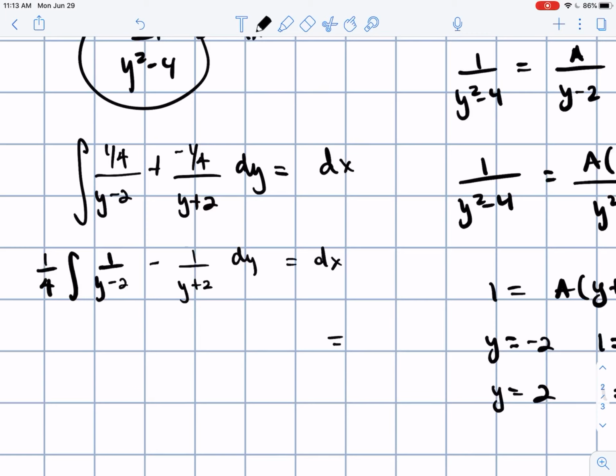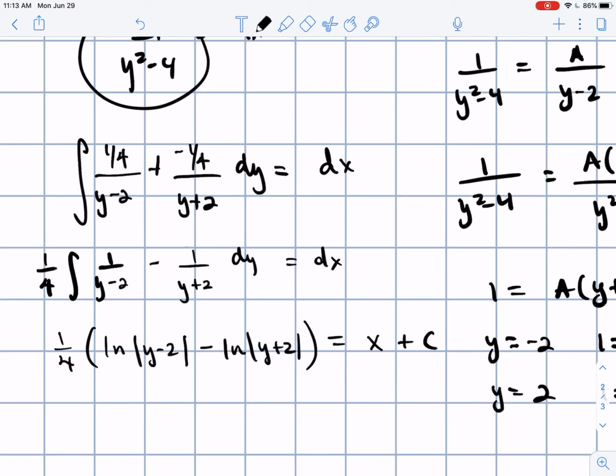Okay, so integrating this side, very simple. You just get x plus c. I'm just going to leave that there. Here I'm going to get 1/4 ln y minus 2 minus ln y plus 2.